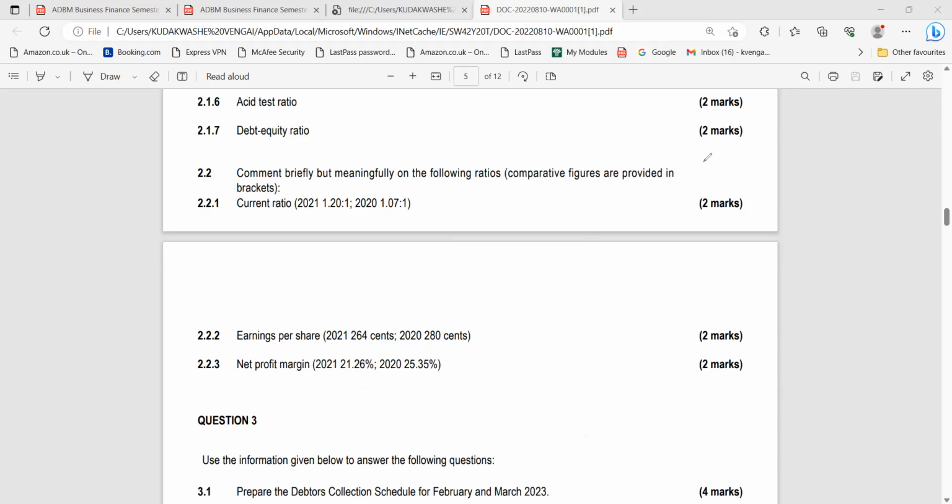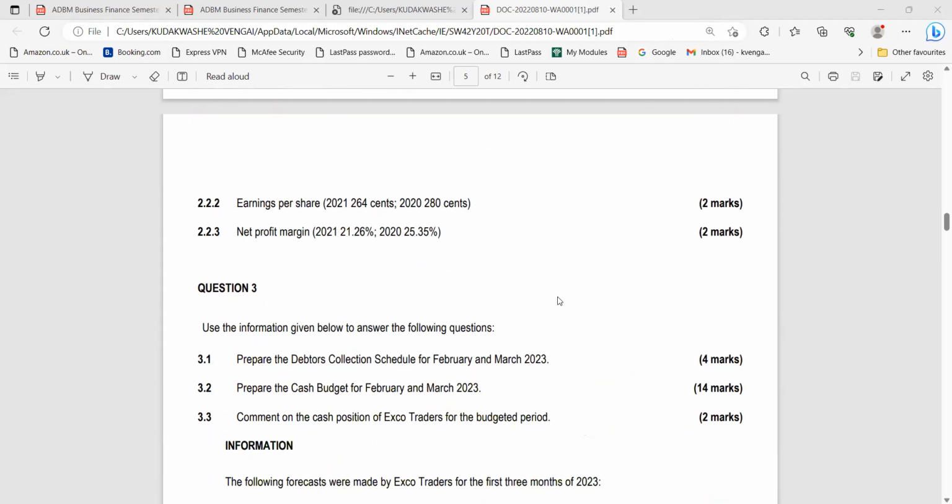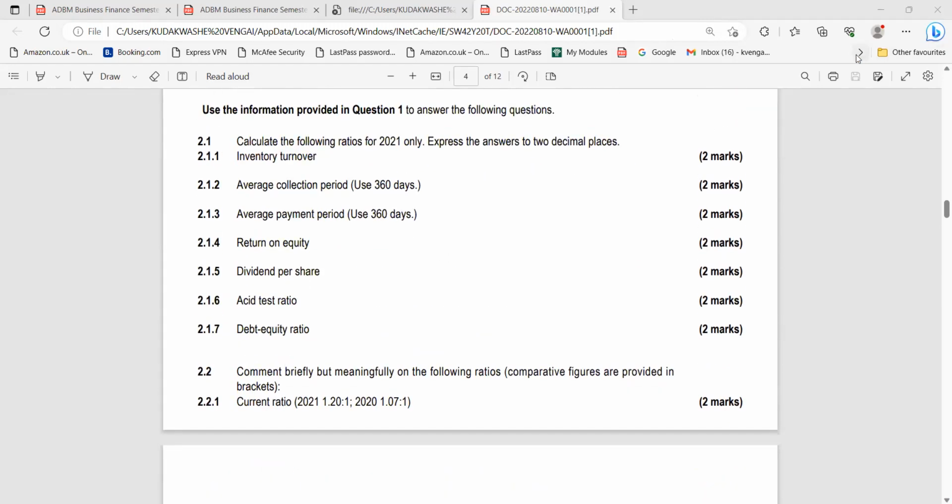Just by that, you get your full marks here. And then you are done for this paper. You get your 20 out of 20 for the question on the ratios. So that's basically it. That's how you work out ratios within an exam situation.